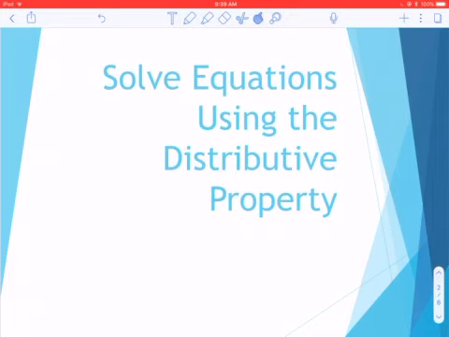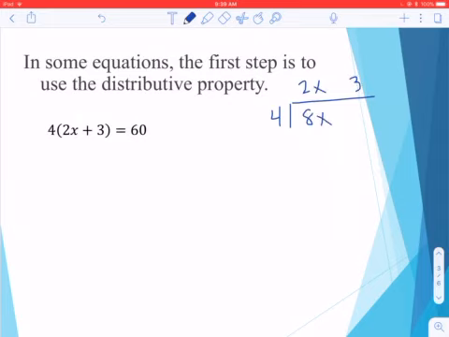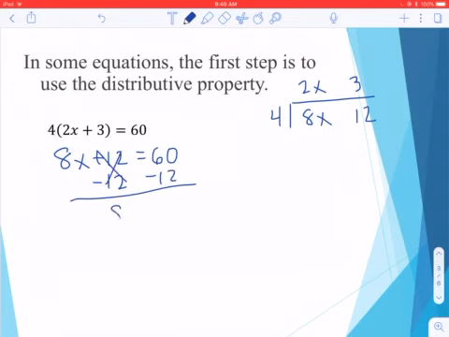So we're going to be solving equations using the distributive property. It's kind of like thinking of it as a 3-step equation. When we use the distributive property first, if you need the box, remember the 4 is on the outside. We have the 2x and the 3, so this will become 8x and 12. So now my problem becomes 8x plus 12 is equal to 60, and then it's a regular 2-step equation. Go ahead and subtract 12 from both sides of the equation. The 12's cancel out. That gives me 8x is equal to 48.